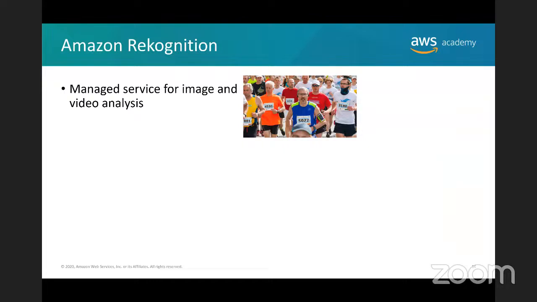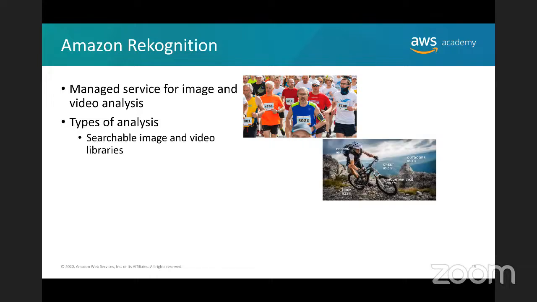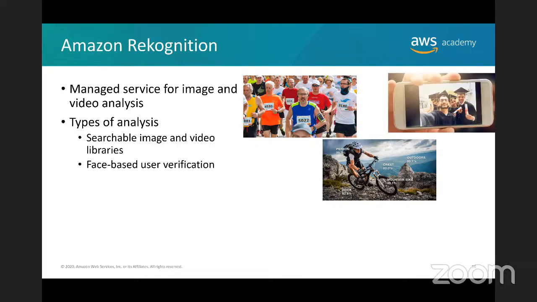In AWS, there is one API, one tool, known as Amazon Rekognition. This Amazon Rekognition will analyze all these things. This is a ready-made model available in AWS, a managed service for image and video analysis, right? That type of analysis may be a searchable video library. You can see face-based user verification, right? We can identify who is there, who is not there.